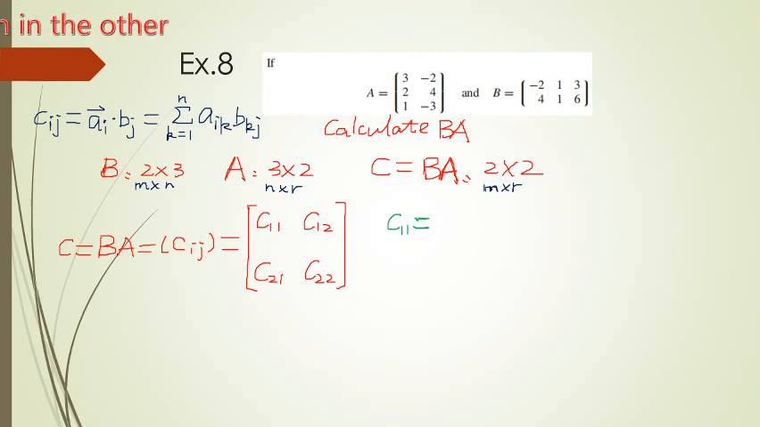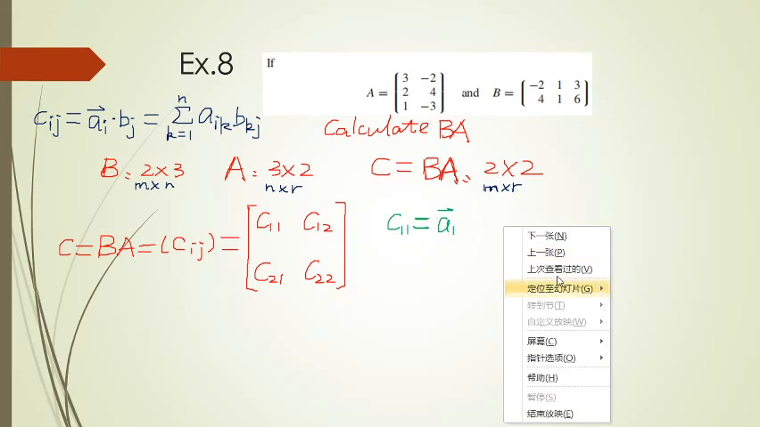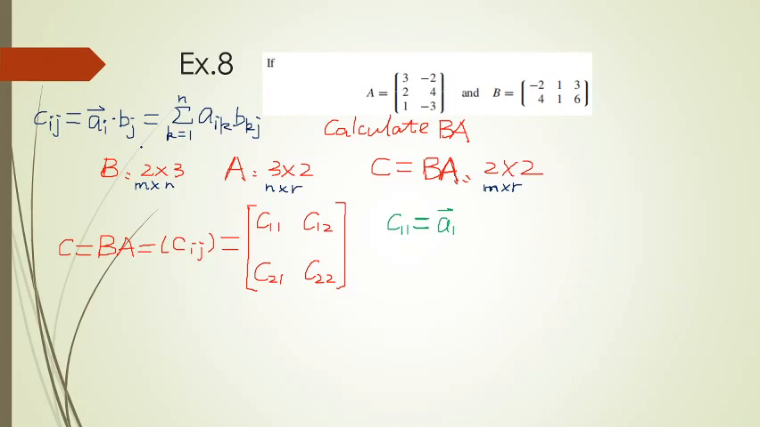C11. Yes, they are not square. The rows and the columns are usually different. M by N, N by R, they are different. So let's calculate each entry. C11, that will be first row in I, here. The formula changed, okay? Here should be B times A.